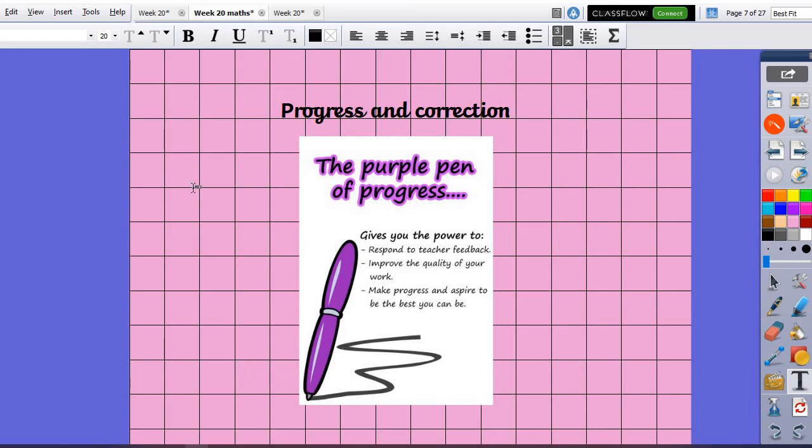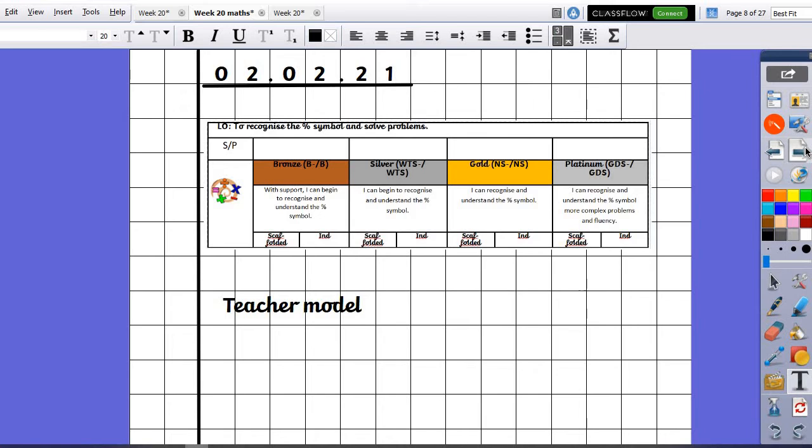Good morning, Year 5. Today we are carrying on with our percentages and decimals, and we're recognizing that percentage sign and where it needs to come in the number sequence, and solving problems around percentages.